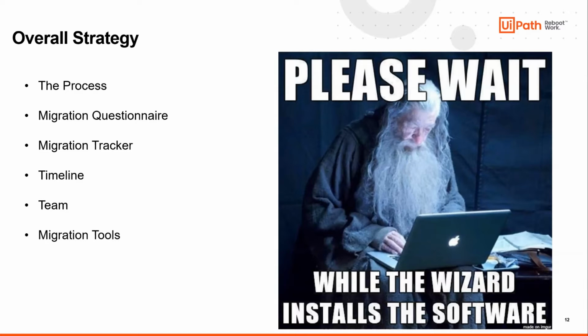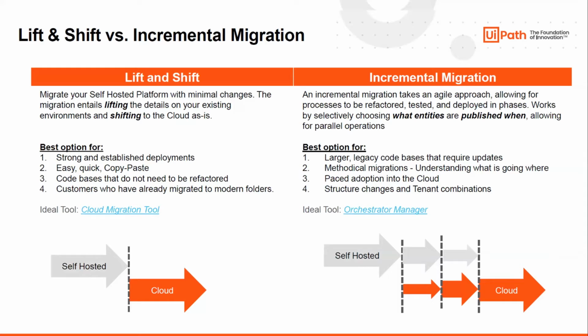And finally, migration tools. Now let's talk about what are the main tools that we have access to for cloud migration. There are mainly two of them. On the left, we have the cloud migration tool, and on the right, we have the Orchestrator Manager. In terms of which one to use, we try to use the cloud migration tool whenever possible because it's faster. It's for the most part a click of a button once you fulfill the prerequisites.